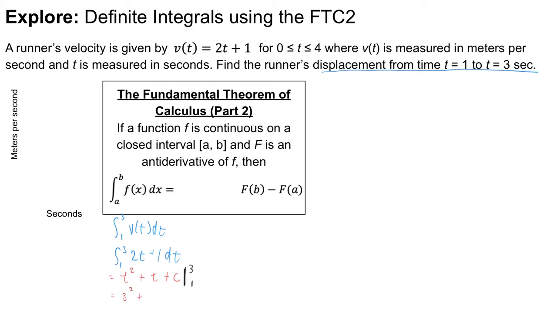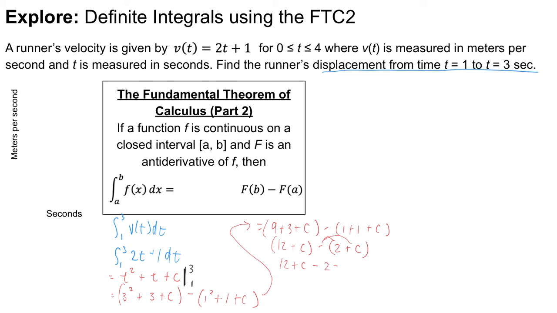Okay, so when we do that, we'll end up getting 3 squared plus 3 plus c minus 1 squared plus 1 plus c. And then I'll say that is equal to 9 plus 3 plus c minus 1 plus 1 plus c. So that's just 12 plus c minus 2 plus c. And then if I distribute that, I'll get 12 plus c minus 2 minus c. The c's cancel out, and then I'm left with 10. And I should probably put an equal sign on each of these.